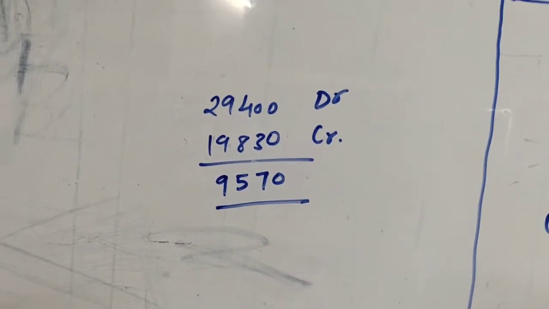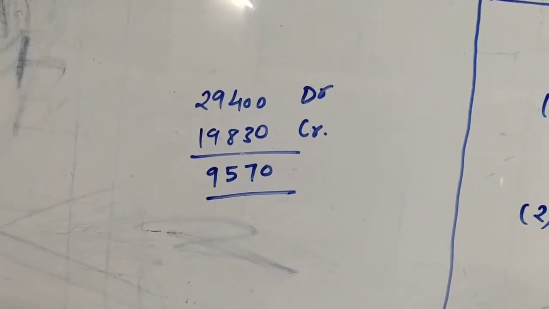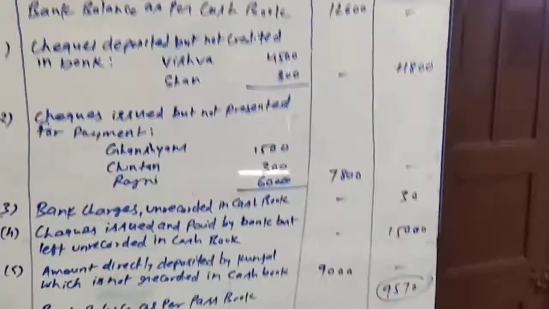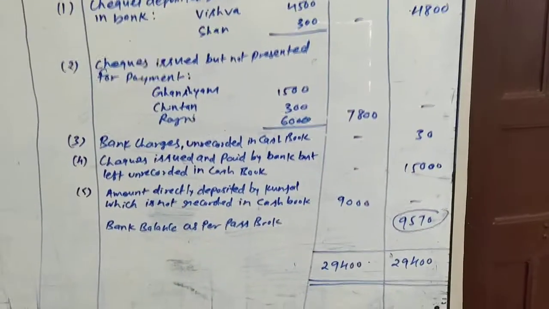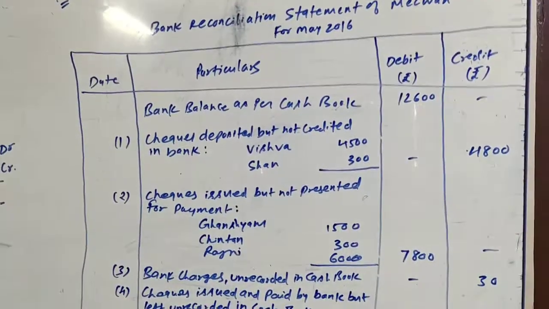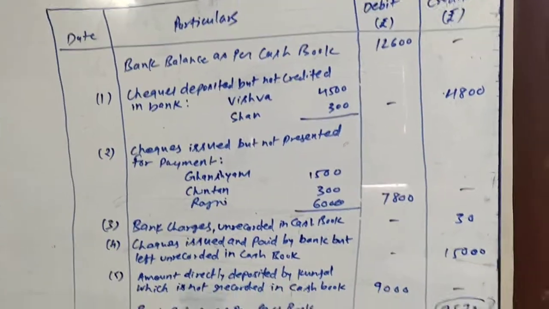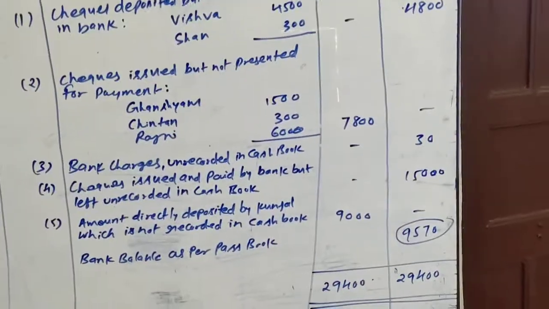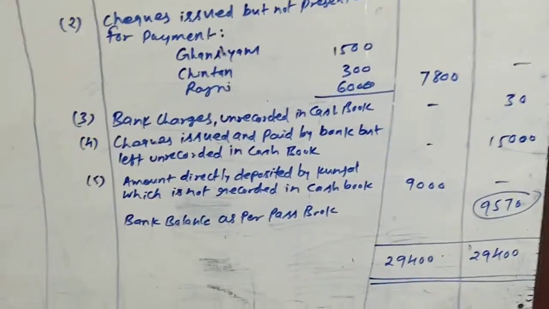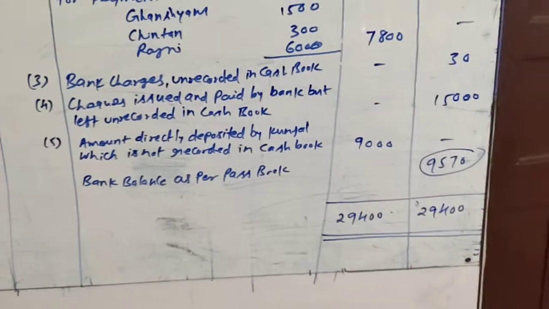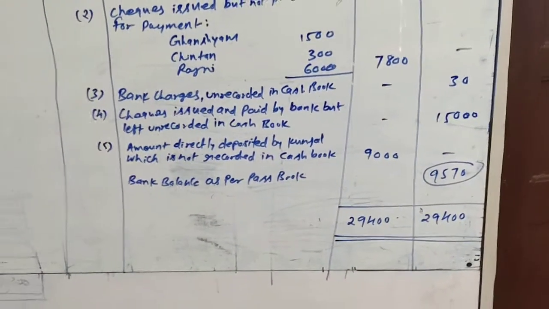Okay friends, so this will be the difference at the credit side of our BRS. So credit side of our BRS rupees 9,570, and as we have started with cash book, this will be known as the balance as per passbook. Now credit balance as per passbook, we know it is known as bank balance. So bank balance as per passbook 9,570.